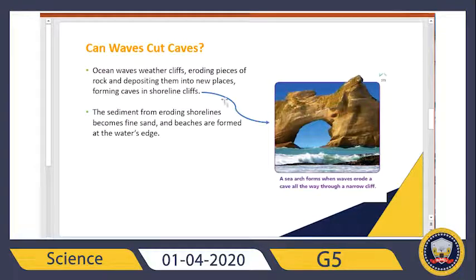So what else can we see? For example, near cliffs, we may see ocean waves. By hitting the rock, they may create this type of arches. They may create this type of holes. The sediment from this rock is turning into sand around the beaches, around the edge of the water.